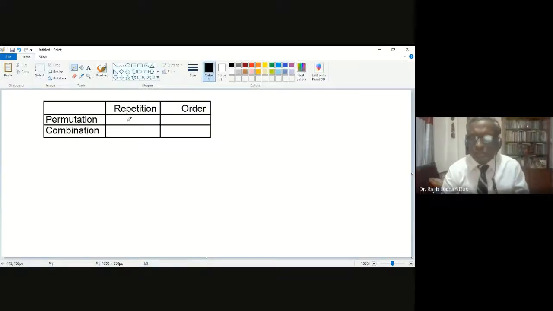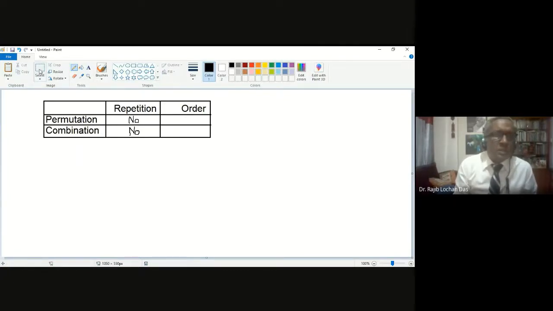So repetition is not allowed. So I'm writing here no. That will be easy to understand. So let me write here no. No means no repetition. And what about combination? In combination also there is no repetition. Same thing, no repetition of the same item. One item will be taken, only one. And order means serial order.